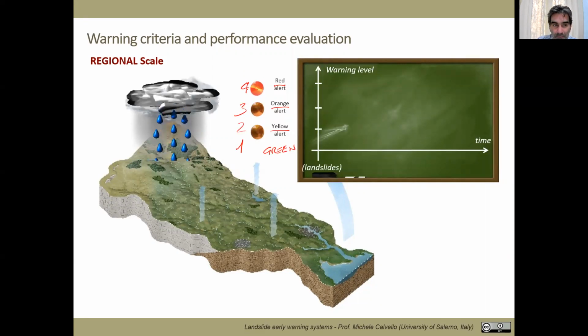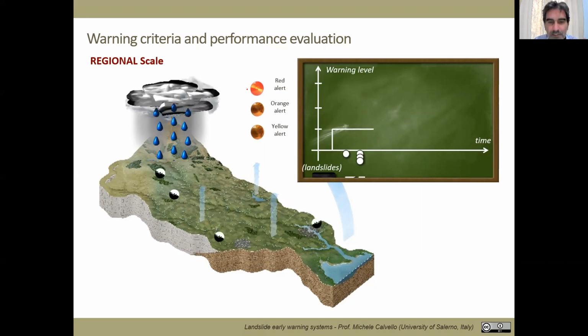Let's say it starts raining. Now I'm not concerned about why the warning model is doing what it's doing, but what's the effect? The warning model tells you that you go into yellow. Time goes by, it keeps raining, you are in the yellow alert, and then one landslide occurs.